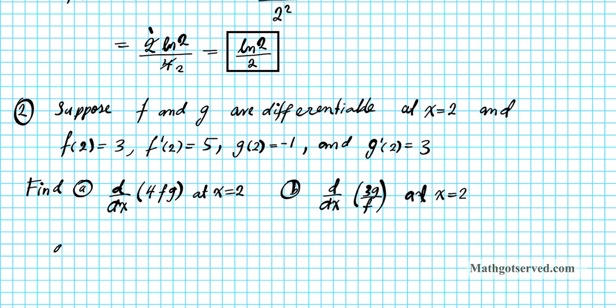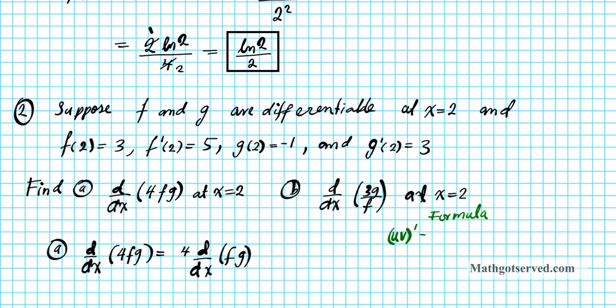So the A part, we're going to find the derivative d/dx of 4 times fg. Using the constant multiple rule, I can factor out 4 from the derivative, so we have 4 times d/dx of f times g. Okay? Alright, so the formula we're going to be using here is the formula that involves the product of two functions. So the formula is the product rule. Alright, so the formula (uv)' is equal to vu' plus uv'. Okay, in this case, f is our u and g is our v.